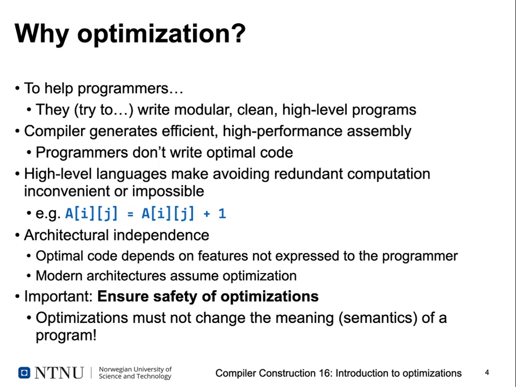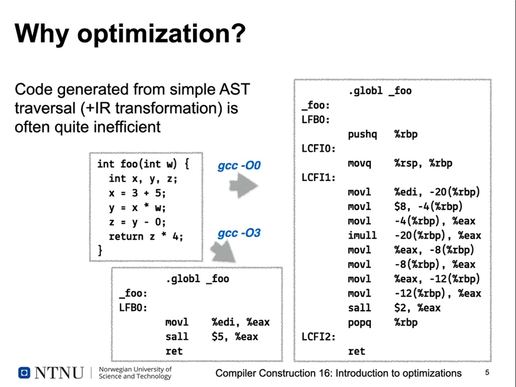So what's important is, of course, that our compiler has to ensure the safety of optimizations. So optimizations are not allowed to change the meaning of a program, obviously, so the semantics of a program. So we need safe optimizations in order to make sure that our programmer actually can rely on the optimizations to work.